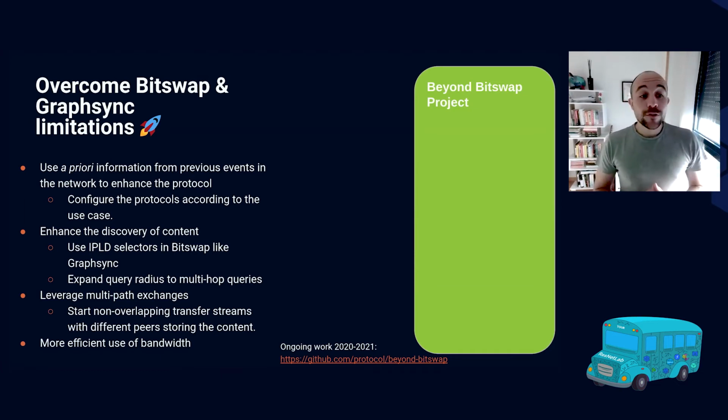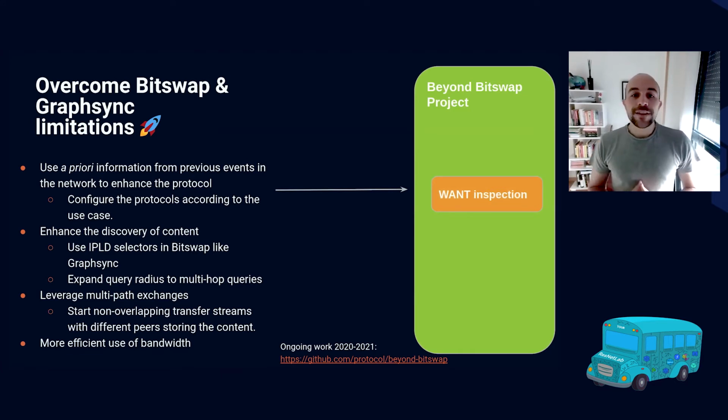For the use of a priori information from Bitswap and by Bitswap from previous events in the network to enhance the protocol so that we could configure the protocol to be a bit smarter. What we did in the Beyond Bitswap project was an RFC and a prototype that we call want inspection, in which what we do is to inspect what others are asking for in the network for the case in which at one moment we want to fetch that specific content that had been requested before, and we have at least a bit of knowledge of where the content may be stored. We'll see in a moment how this works.